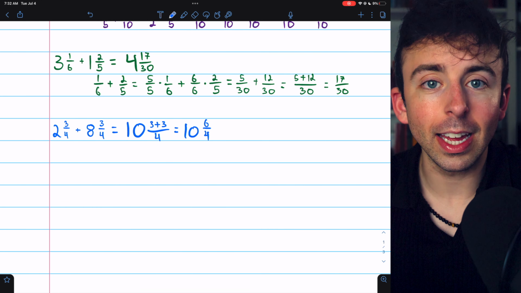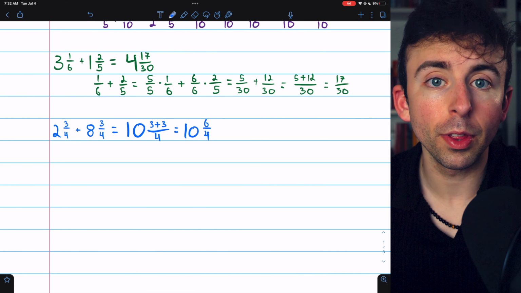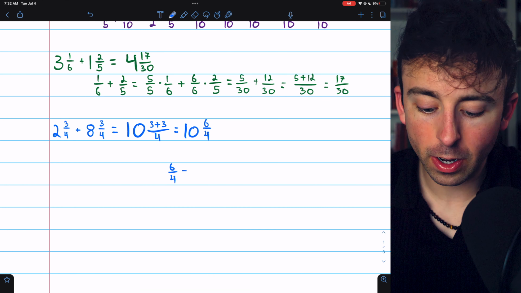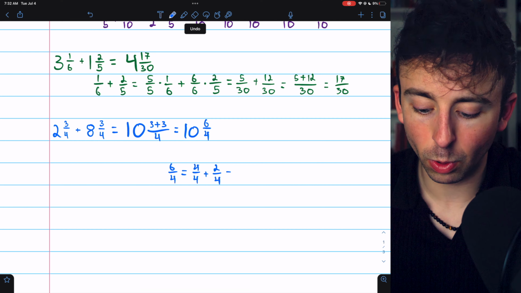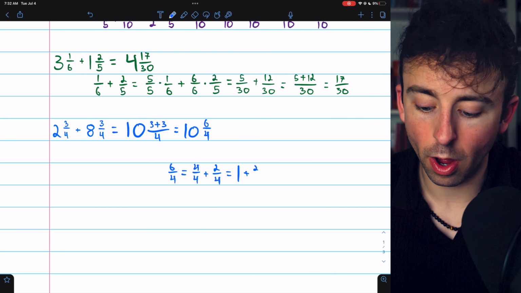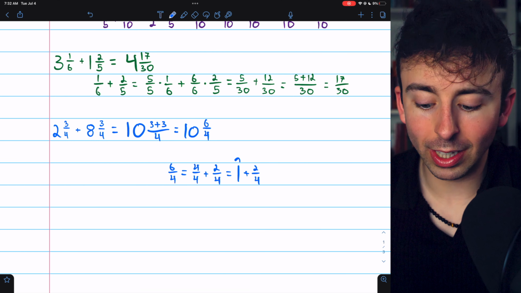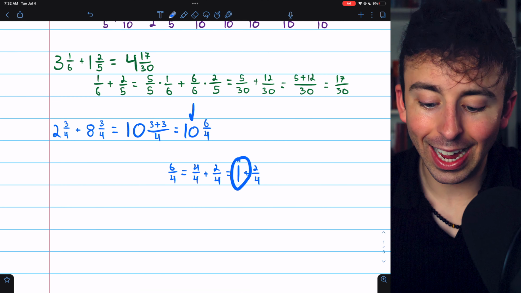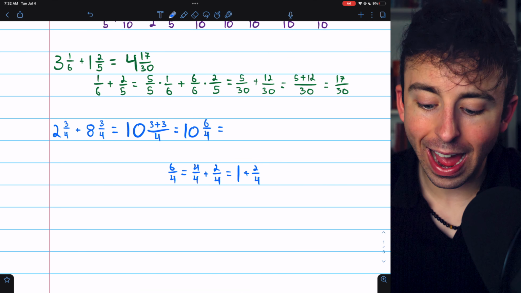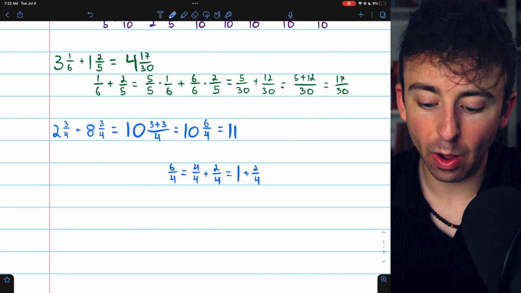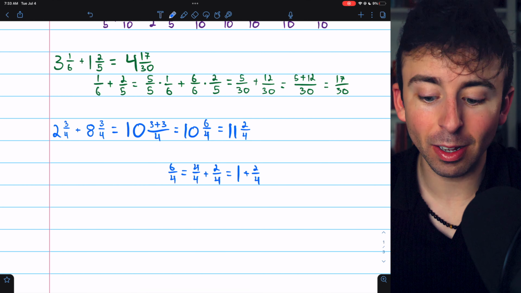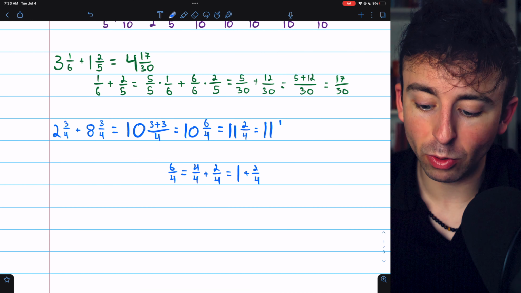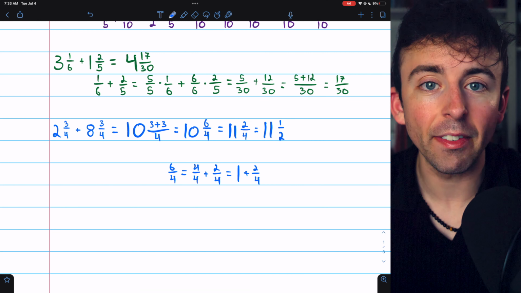6/4 is actually an improper fraction. It's bigger than 1. I can break it down over here. 6/4 is the same as 4/4 plus 2/4. And 4/4 is equal to 1. This is the same as 1 plus 2/4. So really, we have another whole here to add in to the 10. So in fact, we have 11, adding that 1 in, and this remaining fraction, 2/4. But don't forget to finish simplifying. 2/4 is the same as 1/2. So our final answer is 11 and 1/2.